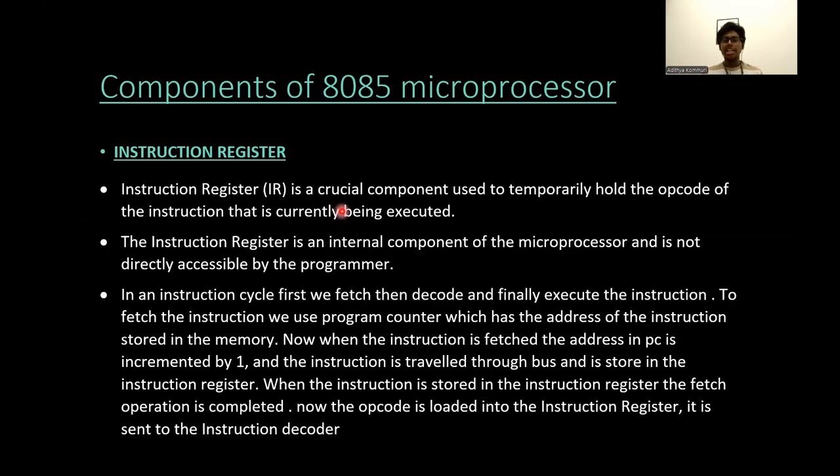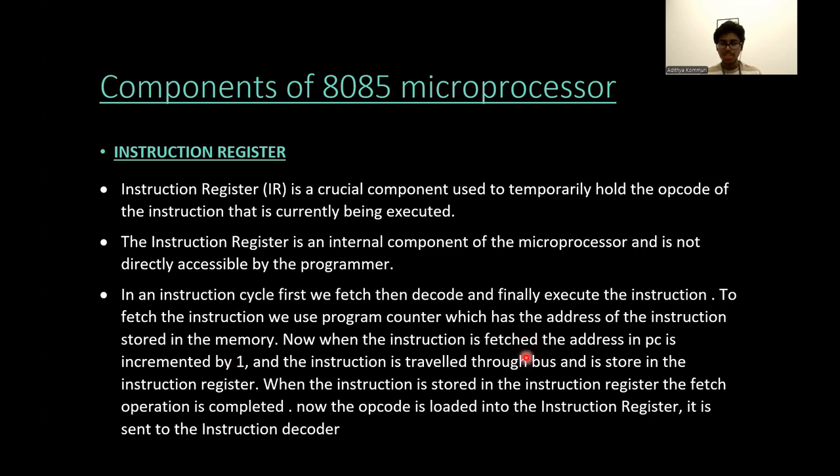It's a crucial component of the microprocessor which temporarily holds the opcode of the instruction that is currently being executed. The instruction register is an internal component of the microprocessor and is not directly accessible by the programmer, just like the temporary register. In an instruction cycle, first we fetch, then decode, and finally execute the instruction. To fetch the instruction, we use the program counter, which has the address of the instruction stored in the memory.